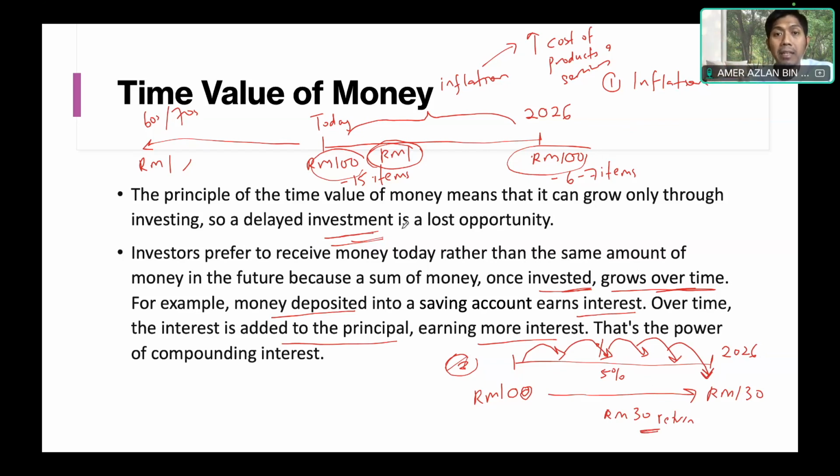So because of that, the value of the same amount, which is 100, sometime in the future might be worth less than what it is valued today. Secondly, because of the investment factor, whereby when you invest your money and you leave it there, the money will grow over time and you would enjoy your profit. So that is the concept of time value of money.